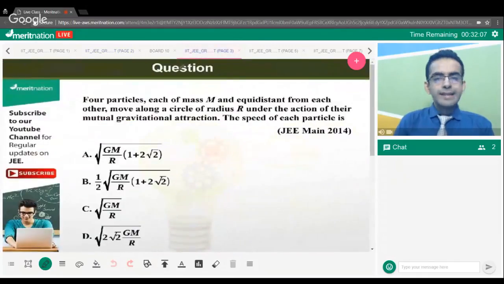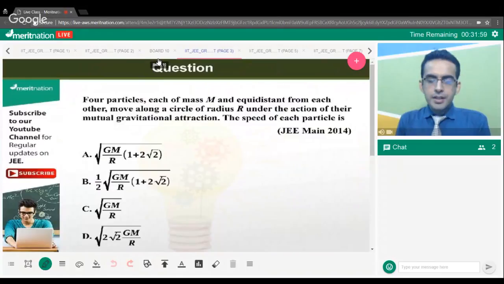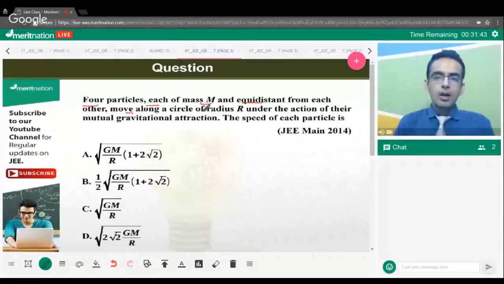Now, this question is quite important from the concept of circular motion, or you can say from gravitation. So let's read the question first. The question says 4 particles, each of mass capital M, are equidistant from each other, moving along a circle of radius capital R under the action of their mutual gravitational attraction. The speed of each particle is, we have to find the speed of each particle.